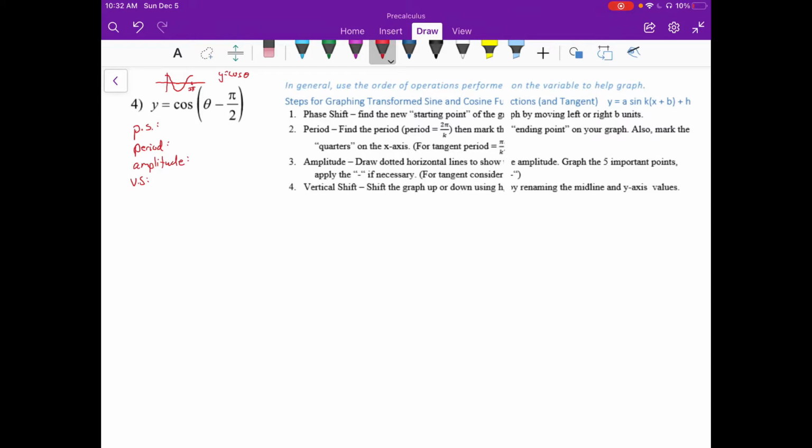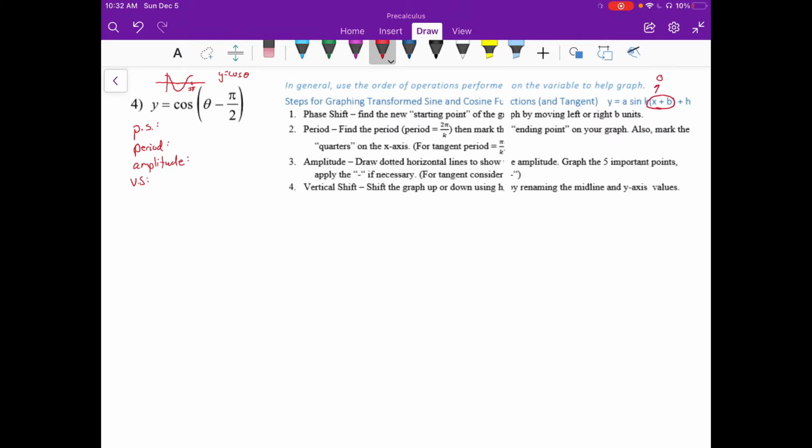The phase shift is what we start with. This is the order in which we do things. I'm not just listing them randomly. So the phase shift is the left or right movement, and that is found by looking at what's added or subtracted to the variable.